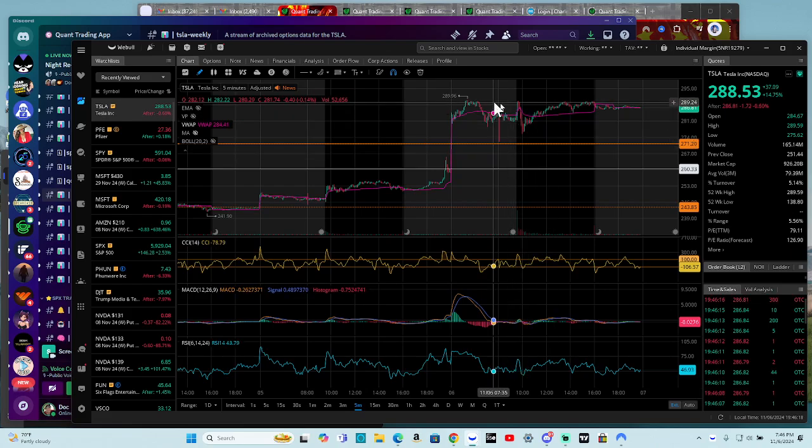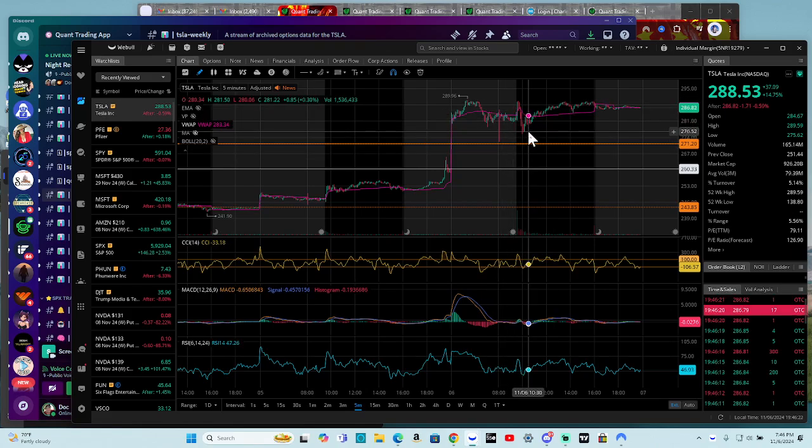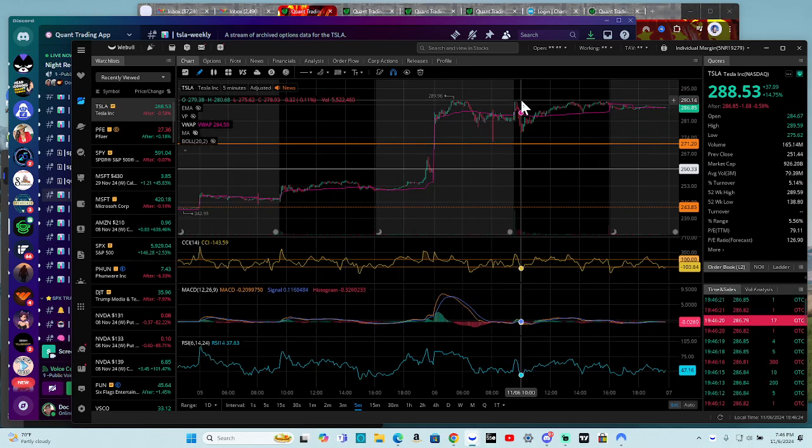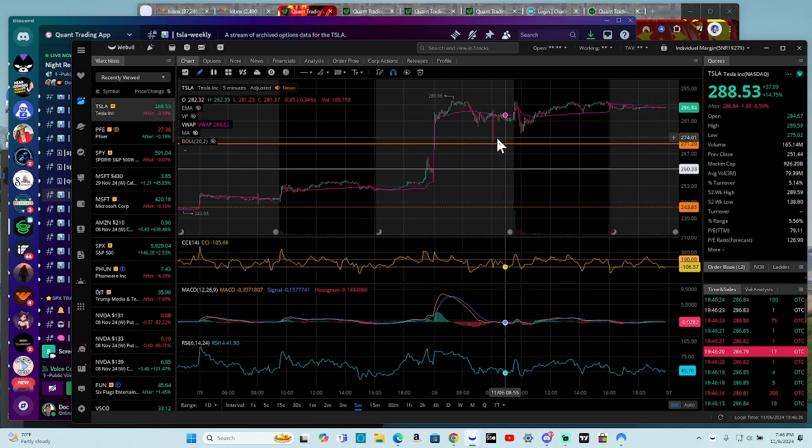So 290 was the top, and then this down to 276.50. Now, what did we say? 290 resistance, 275 was an attraction. This is, I always look for these, by the way.